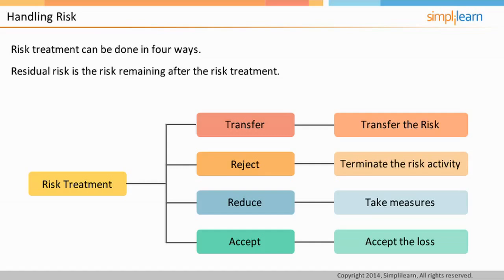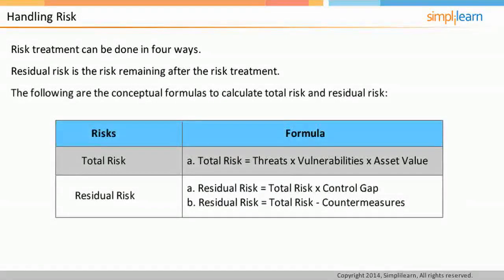There is an important difference between total risk and residual risk and which type of risk a company is willing to accept. The following are the conceptual formulas to calculate total risk and residual risk. Total risk equals threats multiplied by vulnerabilities multiplied by asset value. Residual risk can be derived using 2 formulas. One is residual risk equals total risk multiplied by control gaps, where a control gap is the protection that a countermeasure cannot provide. The second formula is residual risk equals total risk minus countermeasures.